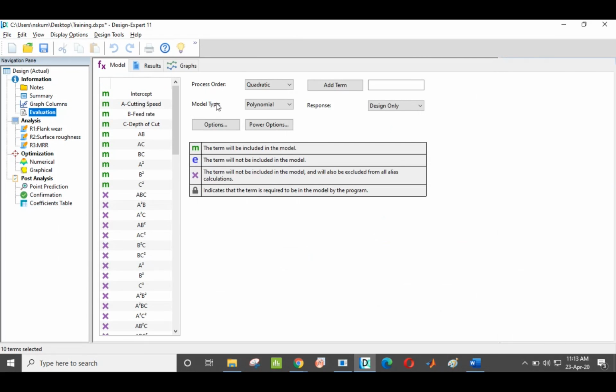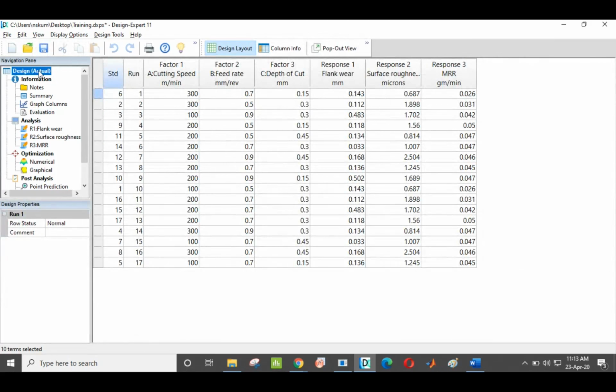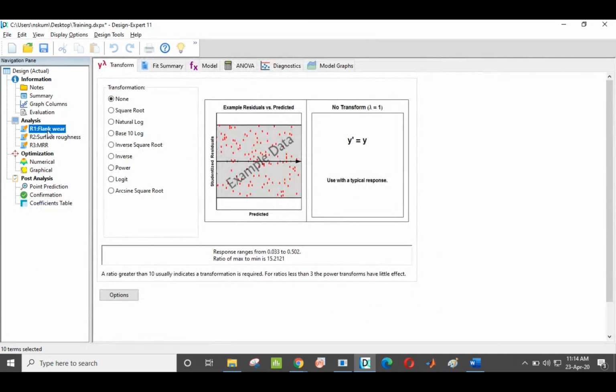So these are not needed at this now. Okay, so now go with analysis. The first one is the design. I have designed, and now I am going with the analysis. The next step is the analysis. In the analysis, my outputs are listed. First I am going to analyze the flank wear.